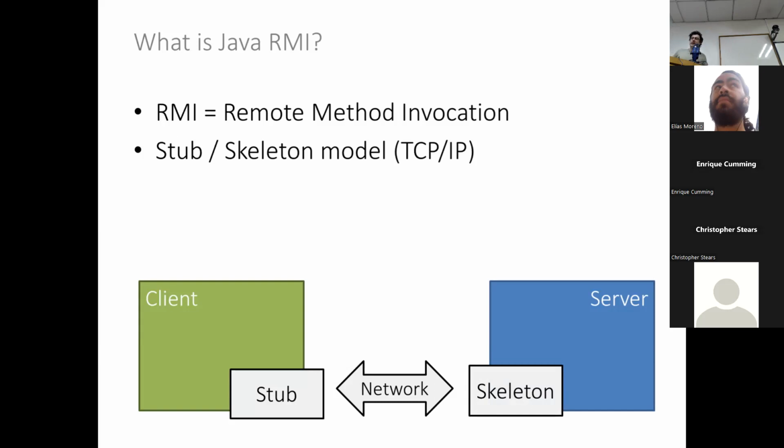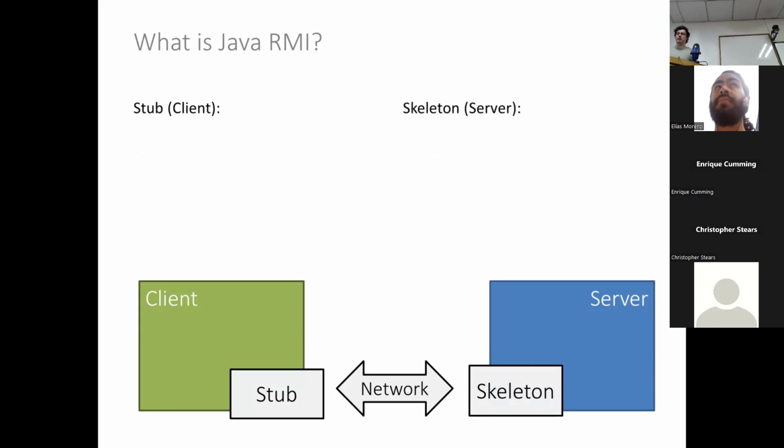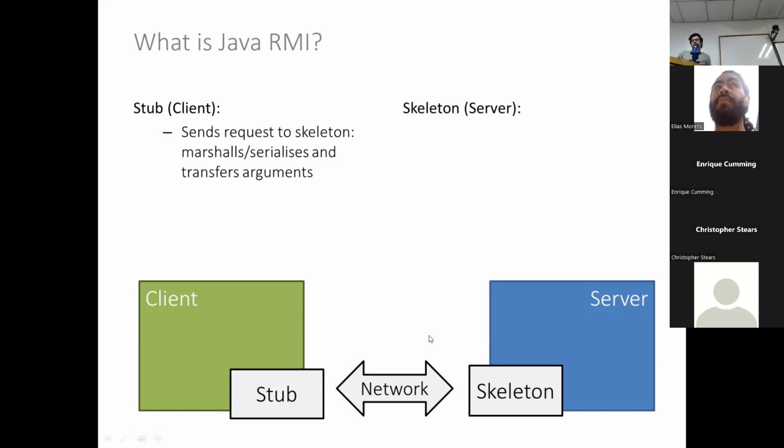So how do they do that in RMI, or in remote procedure call in general? They use stubs and skeletons that are connected via a network, right? So the stub essentially sends a request to the skeleton. It sends it over the internet, and it takes care of serializing any arguments. So if you have some arguments that are passed, it's important that they be serializable, which means they can be converted into zeros and ones and sent on the network, and it transfers those arguments.